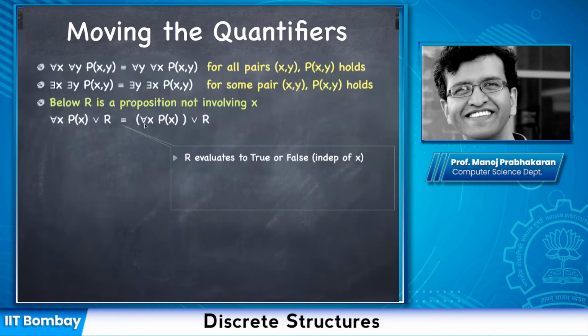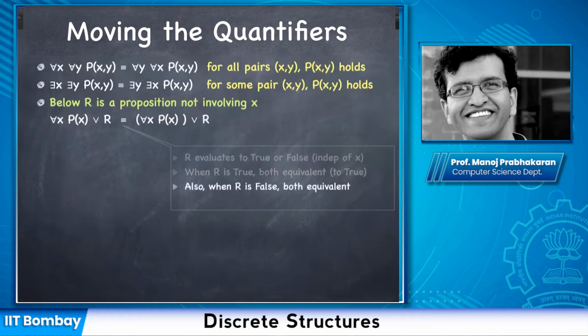What is the right-hand side? It says, for all x, Px or R. Oh, sorry, this is an R. So I should say for all x, Px or true, which is actually true. Right? Px or true is always true. So for all x, Px or true is just for all x true. And for all x true, the value is true. On the right-hand side, it's for all x, Px or true, and anything or true is true. So when R is true, both the sides evaluate to true.